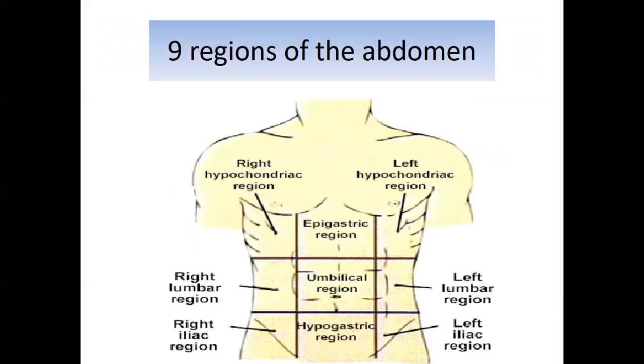Okay, this picture just shows you the nine regions of the abdomen. No need to worry about these nine regions because you're going to learn them again during the GIT block later. But we have the nine regions here. If you see here, this is the right hypochondriac region, epigastric region. We have the left hypochondriac region. And then in the center here is the umbilical region. And then we have the right lumbar region. We have the left lumbar region, right iliac region, hypogastric region, and left iliac region.